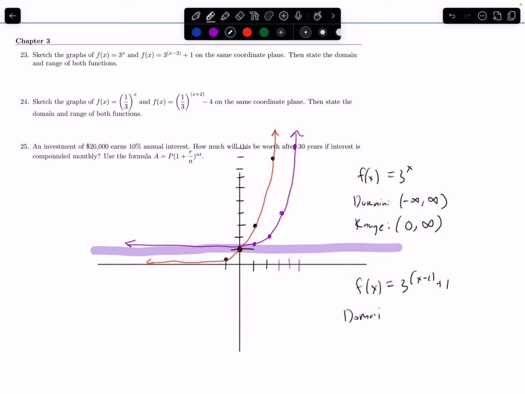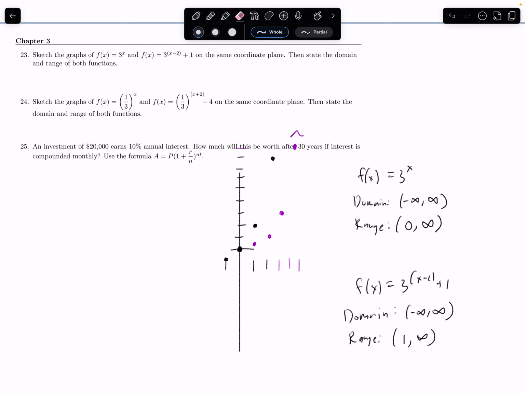Now for f(x) = 3^(x-2) + 1, the domain remains unchanged, because even though you move a little bit to the right, you're still going to go forever to the left and forever to the right, so that stays the same. But the range changes slightly. You moved everything up 1, so you can't hit anything below 1. So it goes from 1 to infinity. That's an open bracket here, a circle, soft bracket. What do you call it? Parentheses, because you're not actually hitting that asymptote.